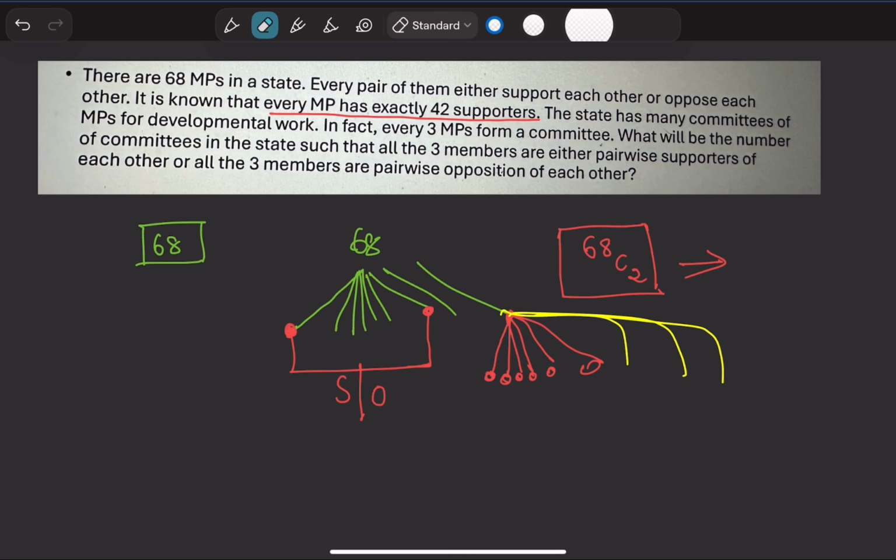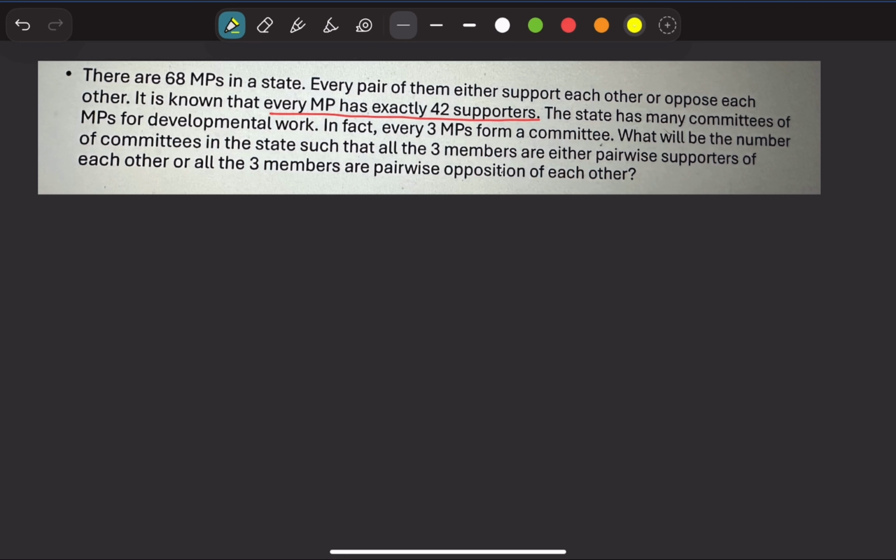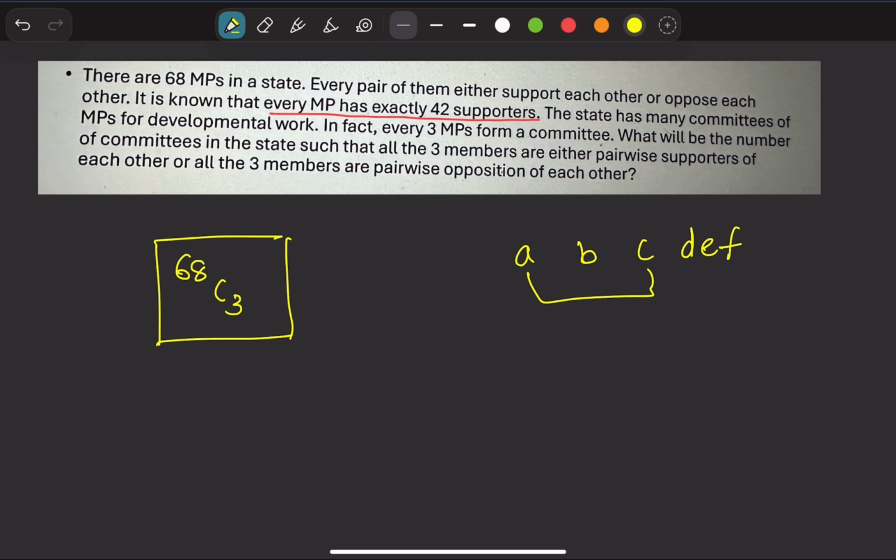Now, the state has many committees of MPs for developmental work. In fact, every 3 members form a committee. So there will be 68 C3 committees formed. Let us say you have only 6 MPs. So these 3 people form one committee, or you can say A, C and D also form one committee. It is not mandatory that A is part of only one committee. A can lie in multiple committees. So all the 68 C3 combinations will be the number of committees that you have.